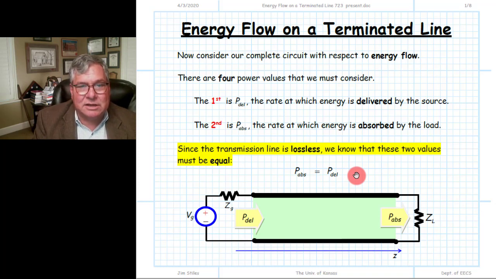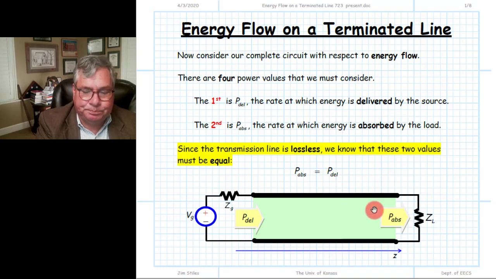A two-port device that is lossy will reduce the rate of energy flow from delivered to absorbed. The absorbed will be less than delivered. An active device can increase the rate of energy flow. The power absorbed can be larger than that delivered by the source. But if we have a passive lossless device like a transmission line, then the rate at which energy flows into that two-port device will be equal to the rate at which energy flows out of that two-port device, by conservation of energy. And that's certainly the case that we have here.